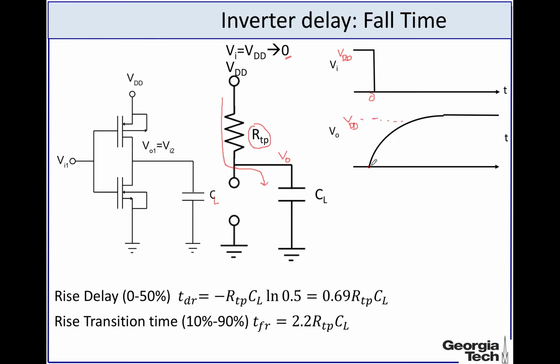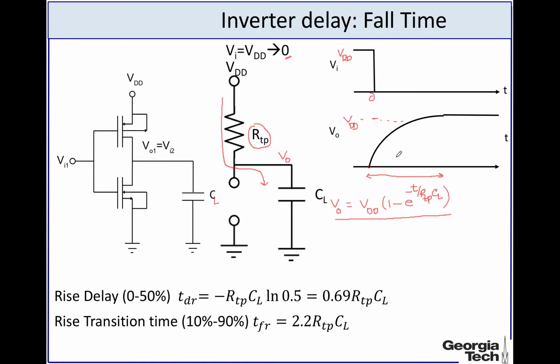So what we want to do is find an estimate of how long it takes for this capacitor CL to get charged to VDD. You can clearly see that this is an RC circuit, and from very elementary circuits theory, what you know is that in this case the output VO is simply VDD multiplied with 1 minus e power minus t over RTP CL.